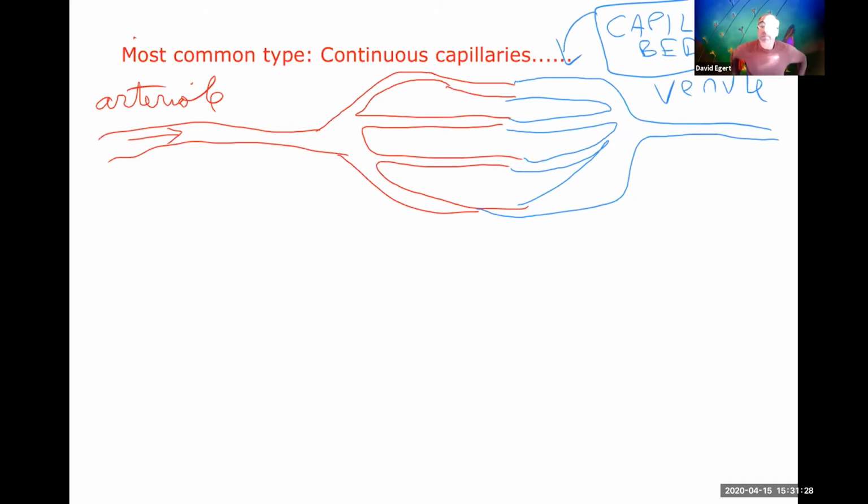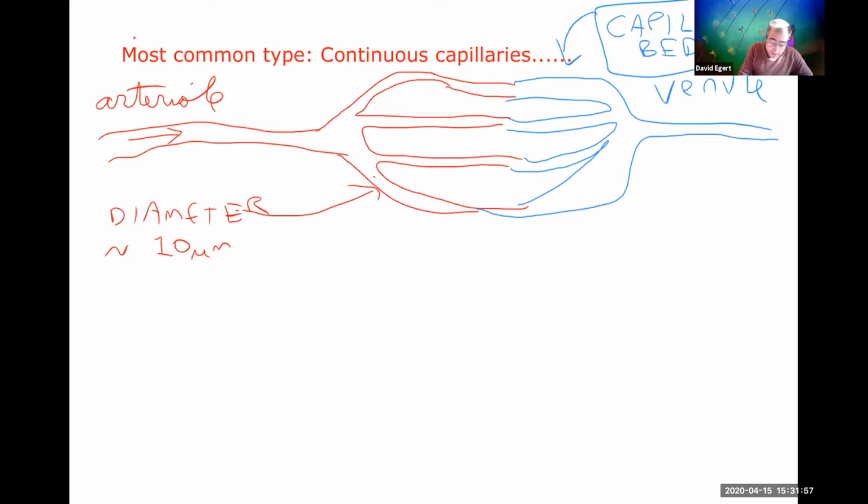Things about capillary beds. One thing is the diameter of a capillary is around 10 microns, 10 millionths of a meter. The diameter of a red blood cell is only 8 microns.